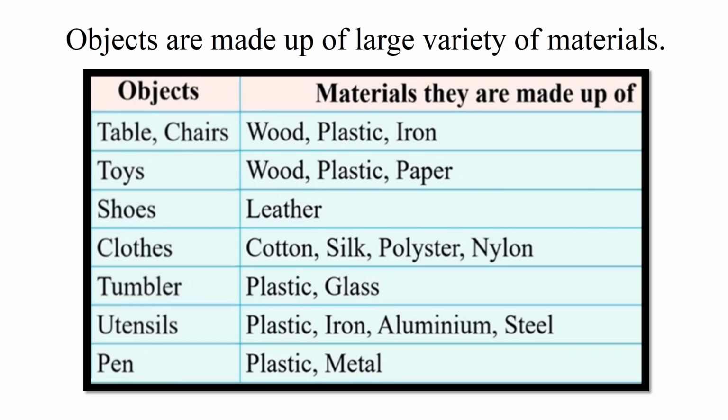Here we have got a table showing objects and materials used for making these objects. For example, first one is table or chair is made up of wood or plastic or iron. Similarly, utensils could be made up of plastic, iron, aluminium or steel. Toys are made up of wood, plastic or paper. We get clothes of different fabrics: cotton, silk, polyester, nylon.